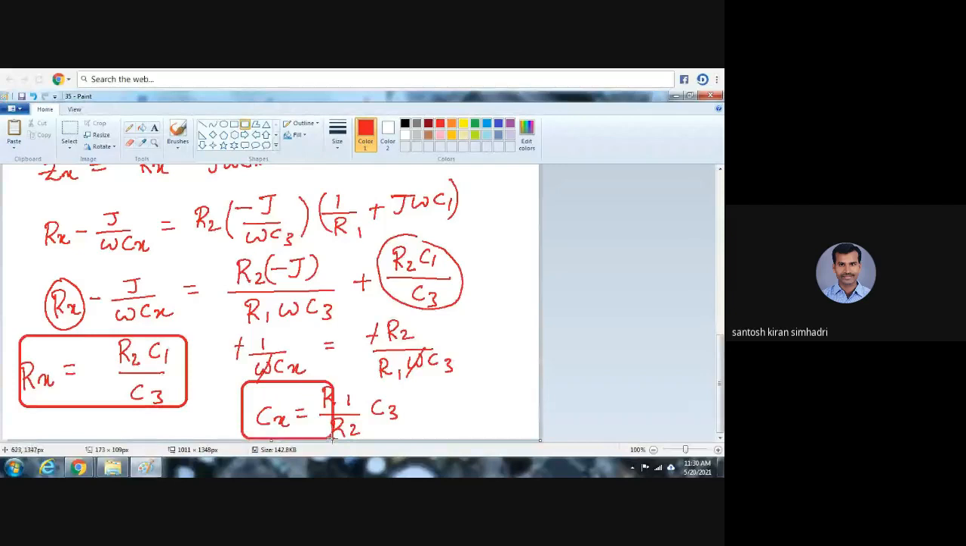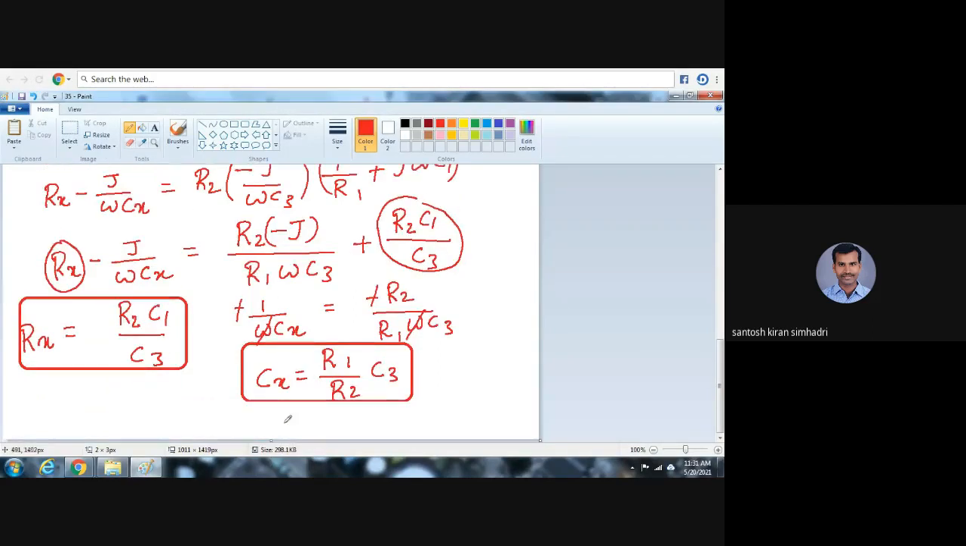So by using the scaling bridge, we can find out this resistance and capacitance. Can you please tell me what is the resistance value of the scaling bridge? You have to learn all these expressions by heart. Rx equal to R2 into C1 by C3. Then Cx equal to R1 by R2 into C3.